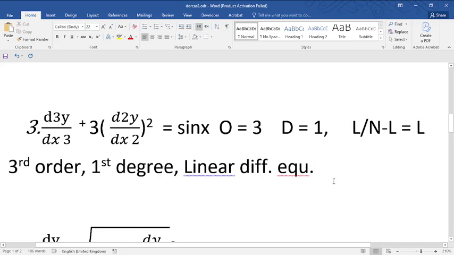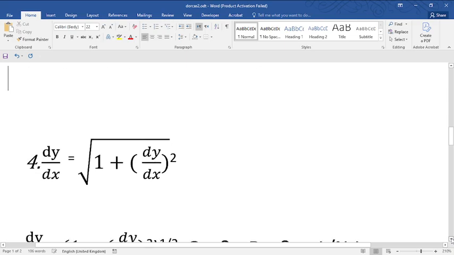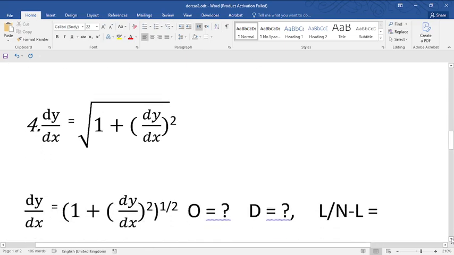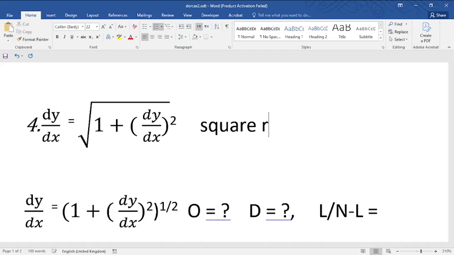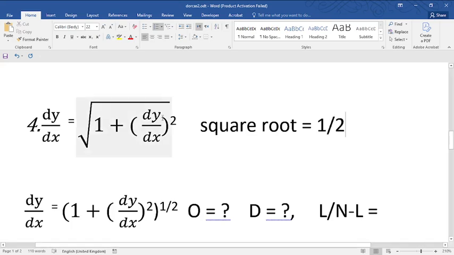Let us move to the fourth one. This fourth one is somehow tough, but it is very simple if you can understand the logic. Here you are having the dy all over the dx equals to the big square root of 1 plus bracket open the dy dx all to the power of 2. The concept is that I've already told you, if you are having something like a square root, it can also be transformed to what? To 1 all over 2. That's the reason why I used to say that.